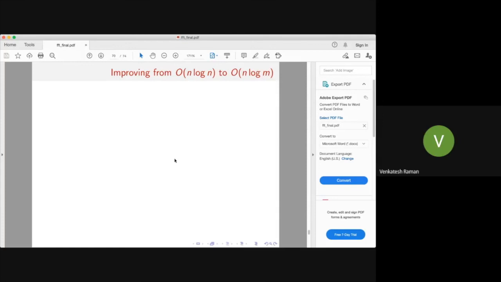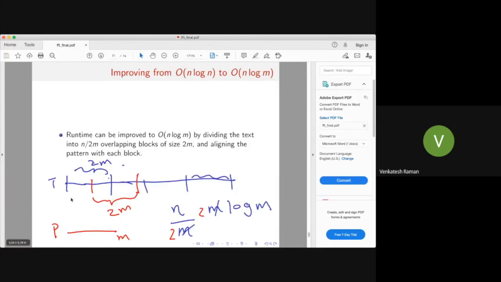The final trick for improving from n log n to n log m is that you break your text into overlapping strings of length 2m each. Then you align your pattern with each of these substrings. This alignment will take 2m log m, and we test all of these. How many times are you going to do it? n by 2m times 2m log m. So you cancel out, and the whole thing becomes n times log m.